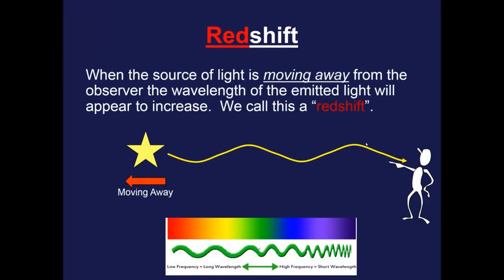So for light, if something is moving away from you, this will happen as well. If something is moving away from you, then its wavelengths will be stretched. Okay, everything it's moving away from will be getting more stretched out light. We call that a red shift because it is shifted to the red side of the spectrum. The red side of the visible light spectrum is the longer wavelength side, so we call that a red shift.